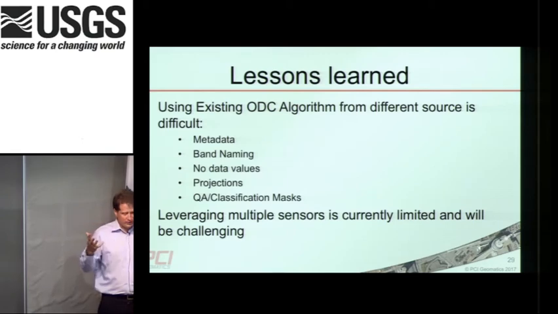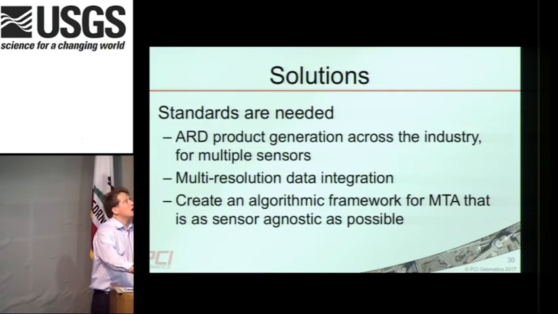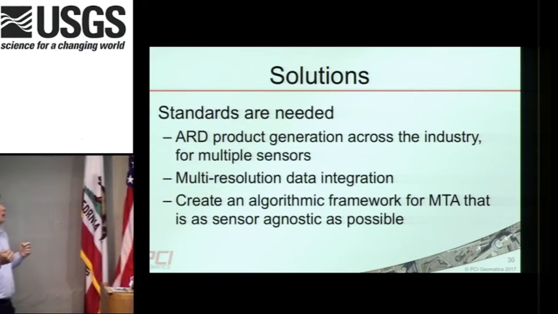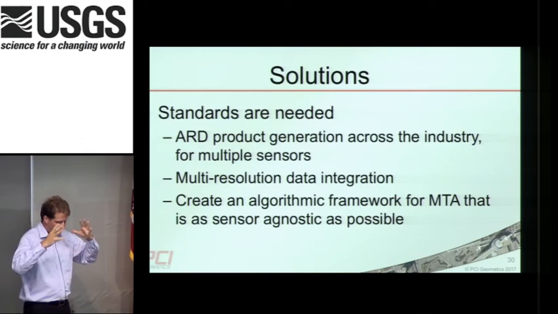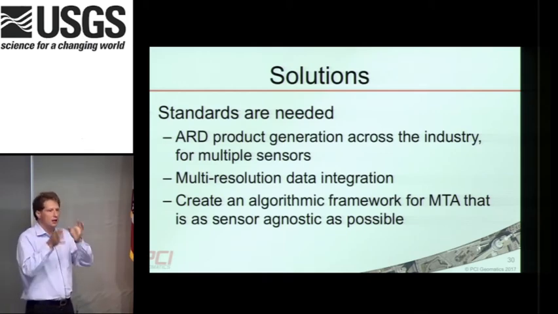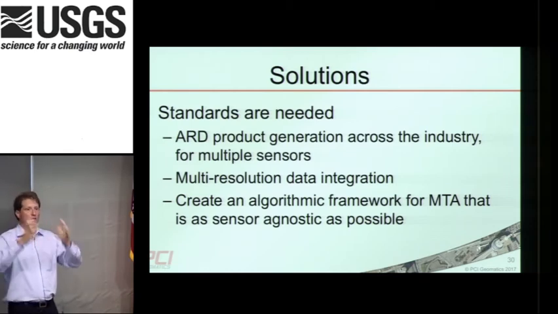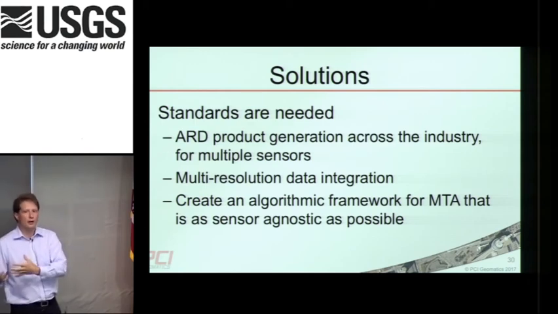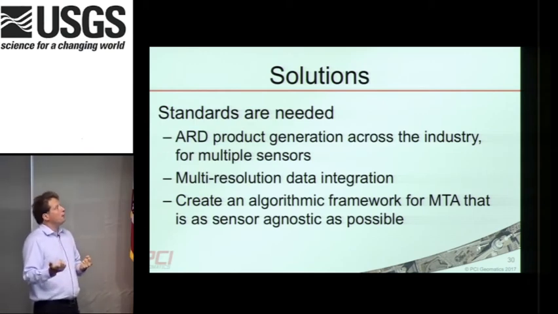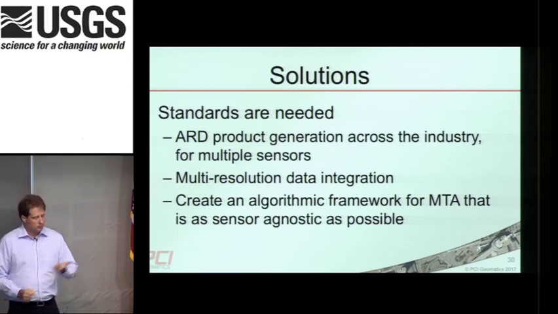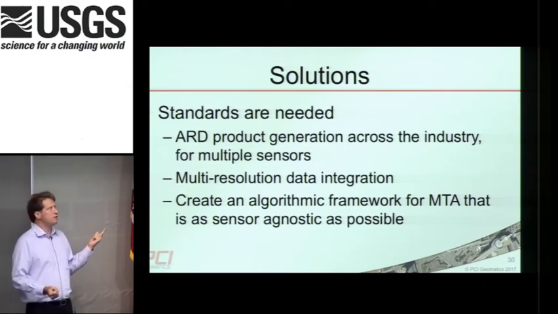So what I'm trying to get at is we need standards. An RD product should be a minimum set of things in a certain way. Once you have that, people are going to start creating algorithms that use that standard, and you don't have to know the algorithm before you can ingest the data. That's one of the key things I learned. We need to be able to deal with multi-resolution sensors. Landsat is 30 meters, or 15 if you pan sharpen it.